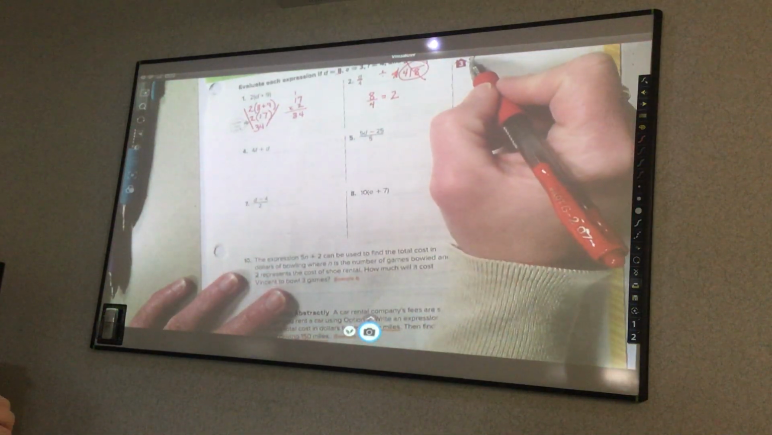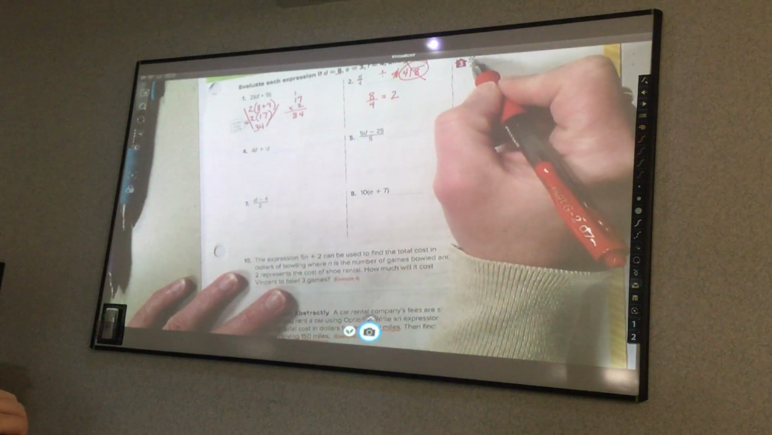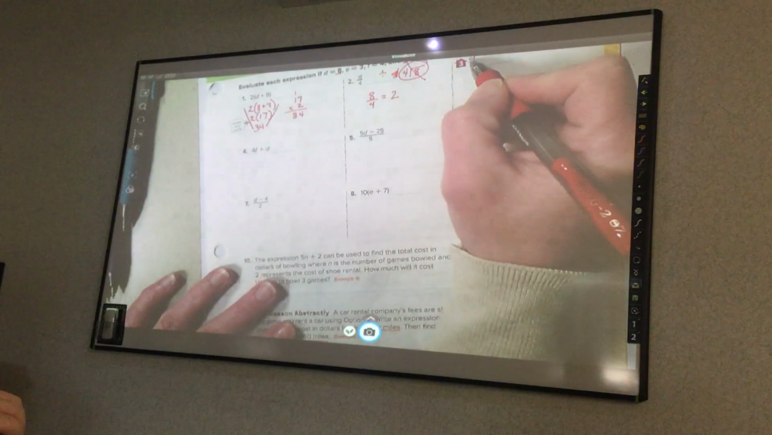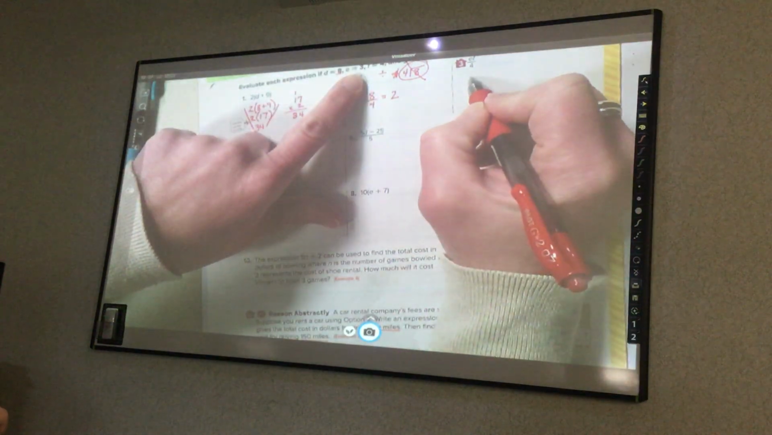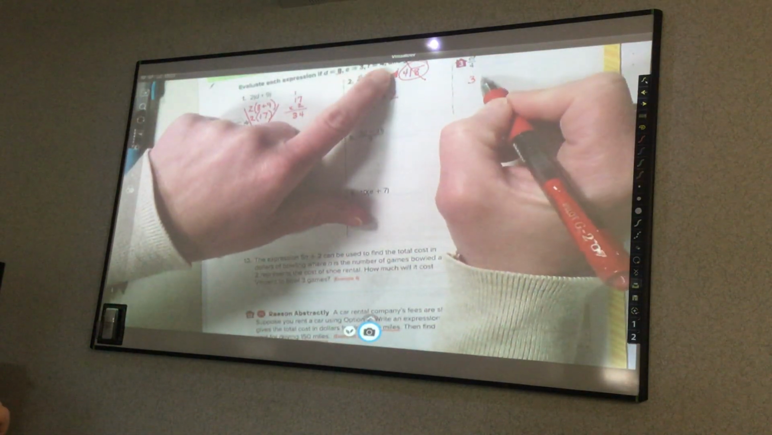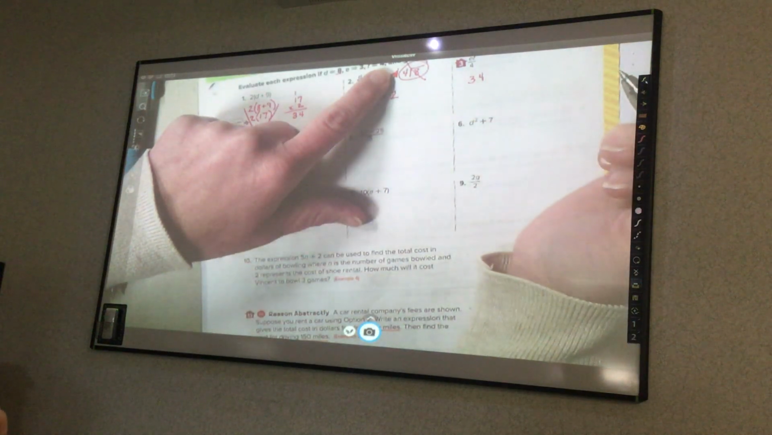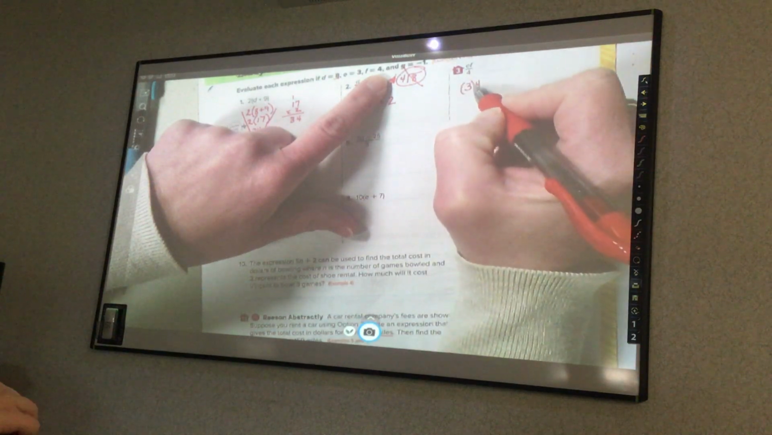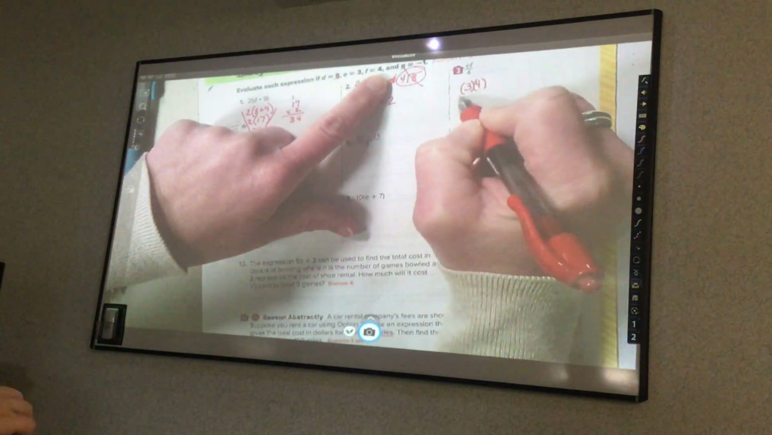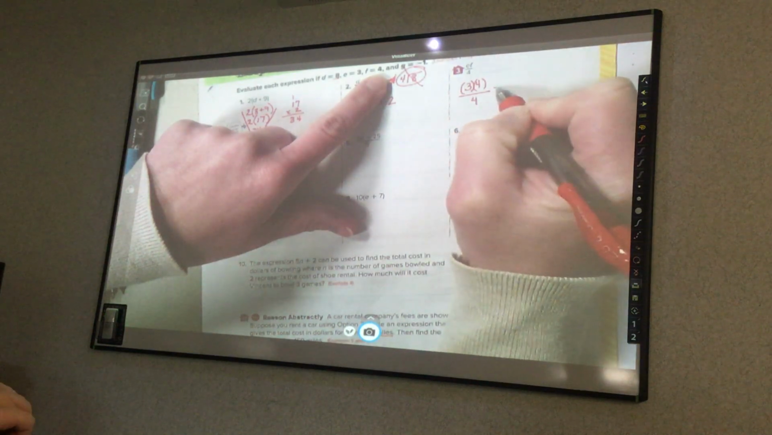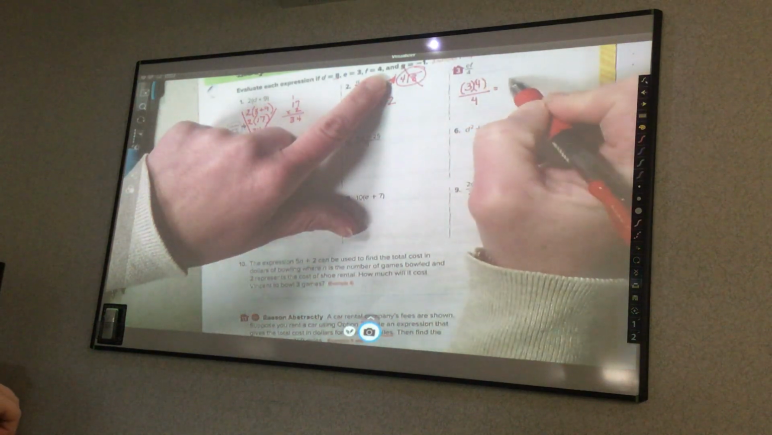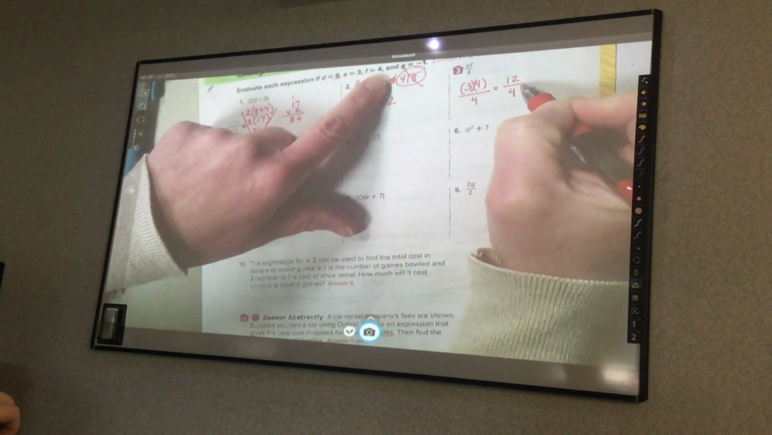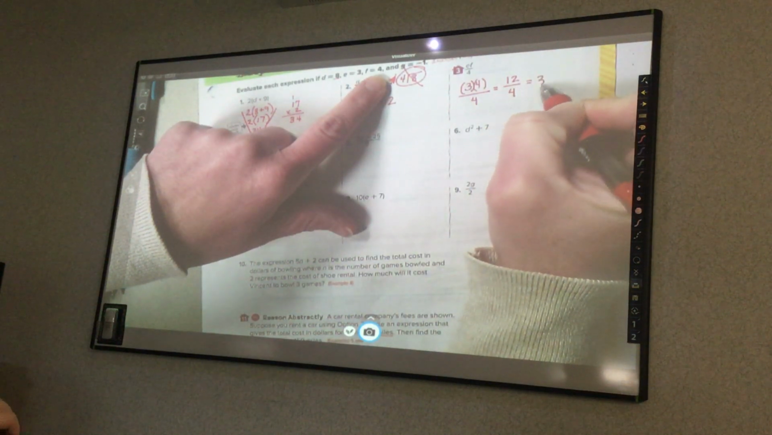So then we have, what does it mean when 2 letters are next to each other? Multiplication. So E is 3, F is 4. Do I just put them next to each other like that? What do I put around them? Parentheses. Over 4. Then what's 3 times 4? 12 is over 4, so then this is 12 divided by 4, which is 3.